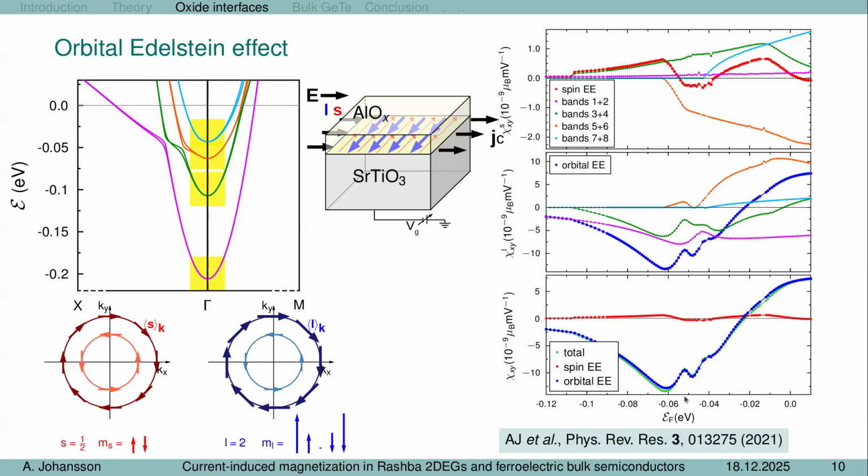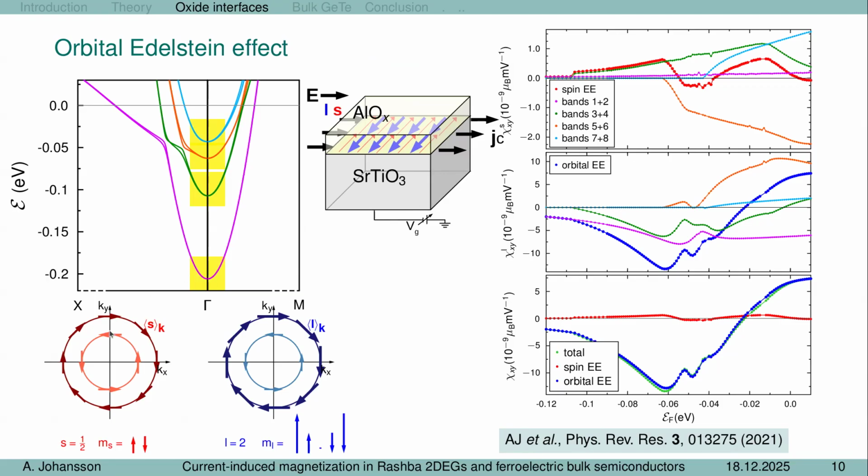So maybe we focus on this curve. We see in blue now the orbital Edelstein effect, and you directly see it's much larger than the spin Edelstein effect. So in our setup we generate an interfacial magnetization, but this is dominated by the orbital Edelstein effect, and you see the orbital effect even has an opposite sign than the spin Edelstein effect. Why is the orbital Edelstein effect now so large?